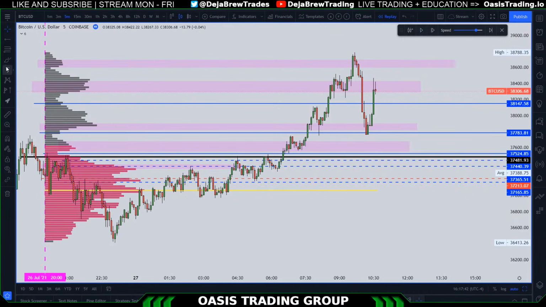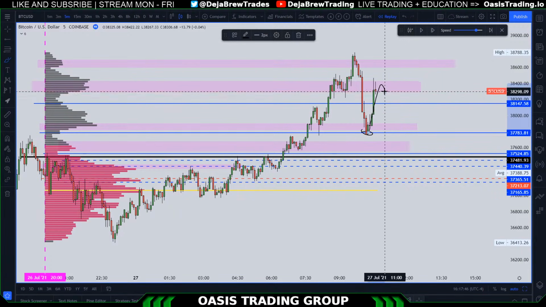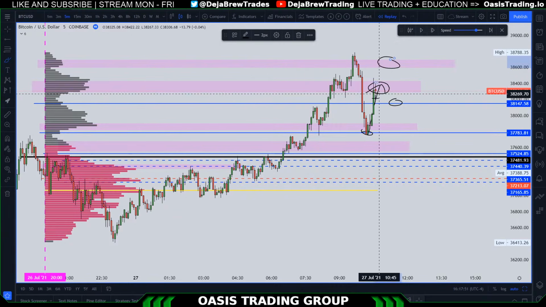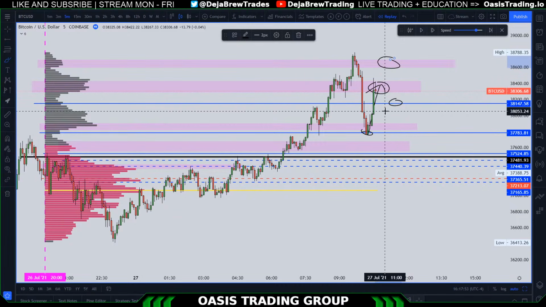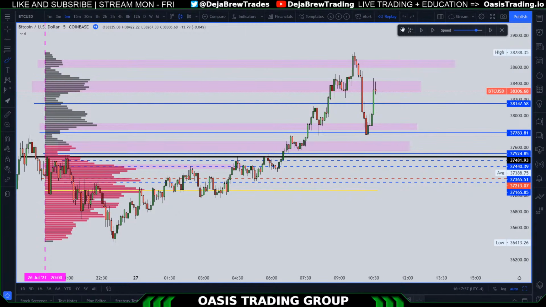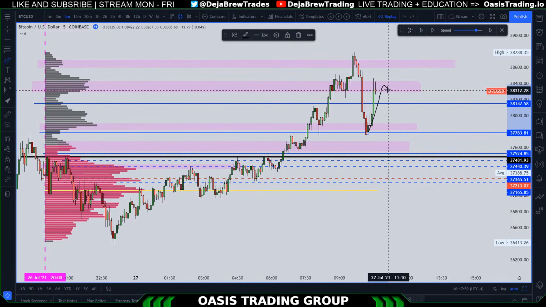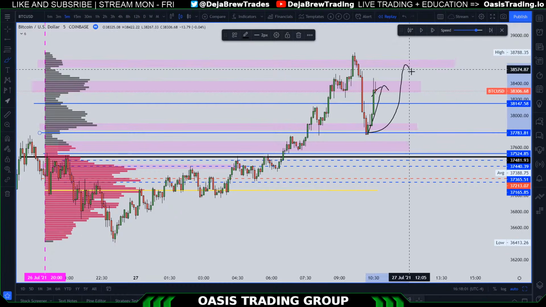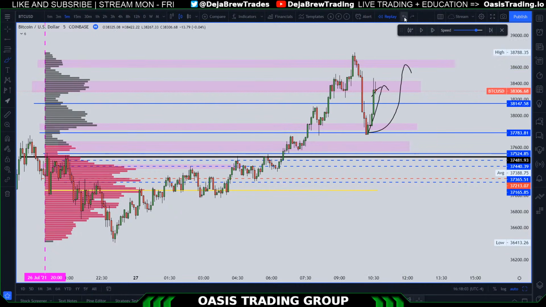There we go. So you could have gone long the gap there, and then you would have targeted either the gap here or the node. You could also target this node, but that's a stretch. That's you being greedy. If you were just going for a scalp, that is more than enough. But you could target the next node. All right, let's keep going.